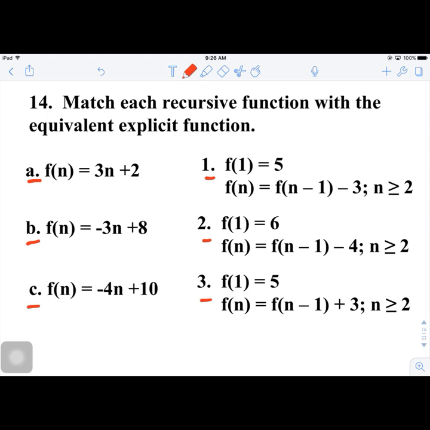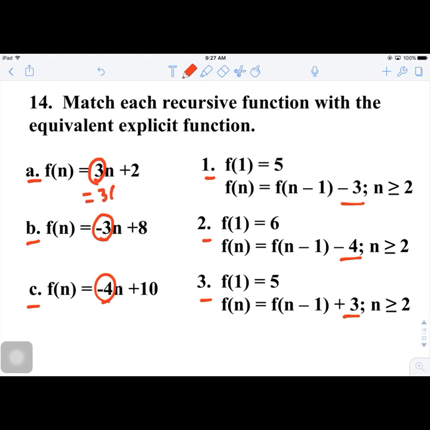It looks like we will first take a look at what the common differences are. For part A, 3 is the common difference, B is -3, and C is -4. We can already kind of see those over here, but let's take a look at what the first terms would be so that we can better match the questions.